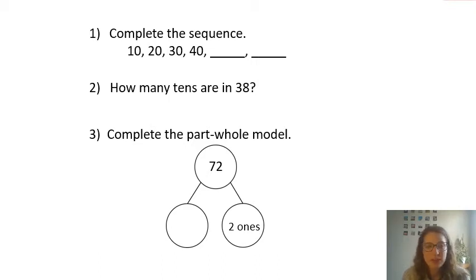Okay, so that first one, nice and easy, you know your tens, so 10, 20, 30, 40, 50, 60. And then how many tens are in 38? We need to look in the tens column. There are 3 tens. And then our part whole model, 72, is made up of 2 ones and 7 tens.